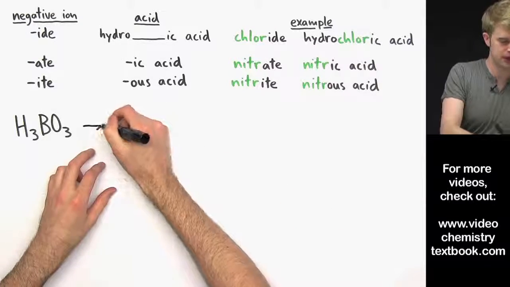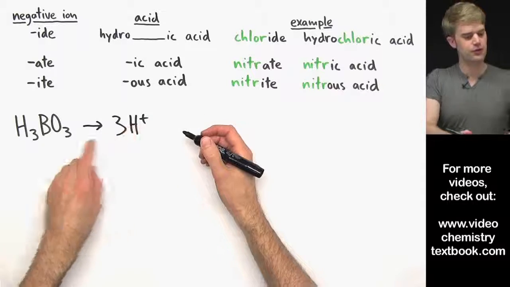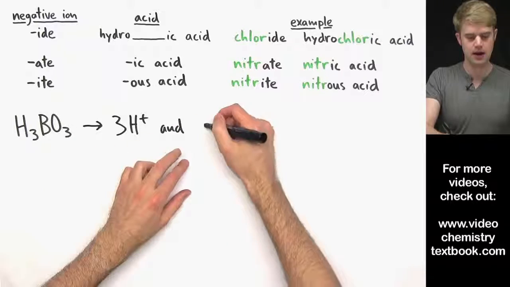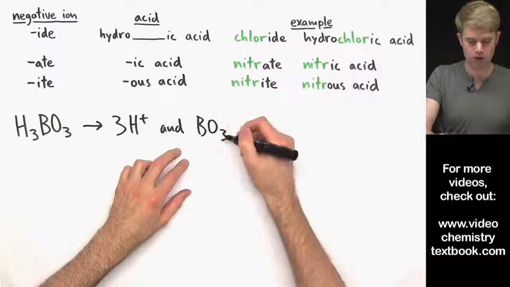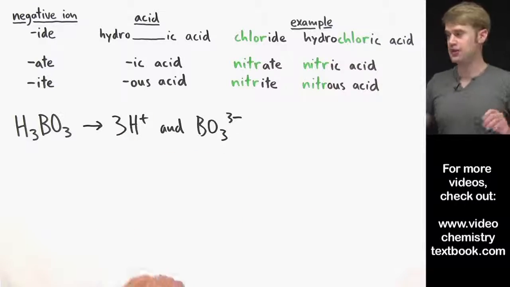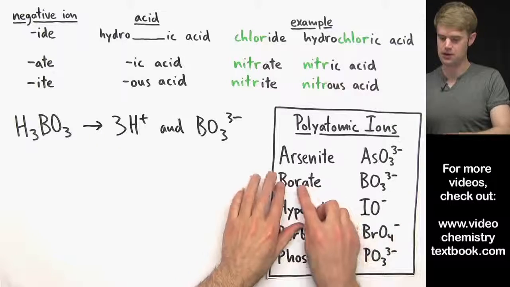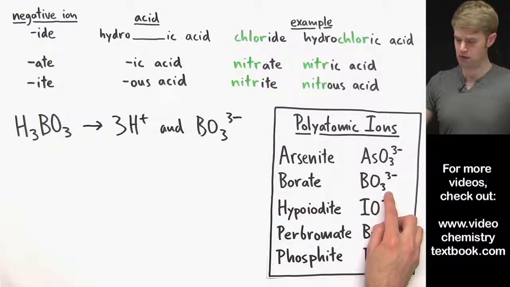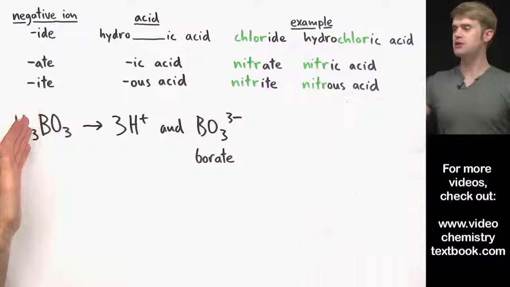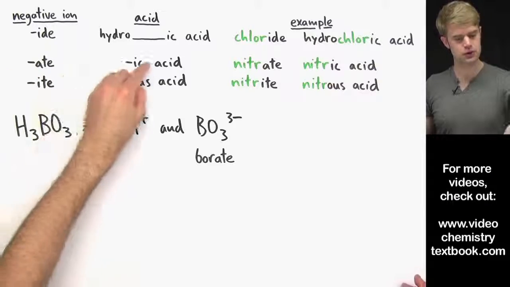H3BO3. Let's break it apart, find out what this negative ion is. We have 3 H pluses from the H3, and the other part is going to be BO3 with a 3 minus charge to balance out the 3 H pluses. This is a polyatomic ion. What's its name? Its name is borate. Borate, BO3, 3 minus. So which of these rules are we going to use to name the acid that contains borate? It ends in ATE, so we'll use this one.